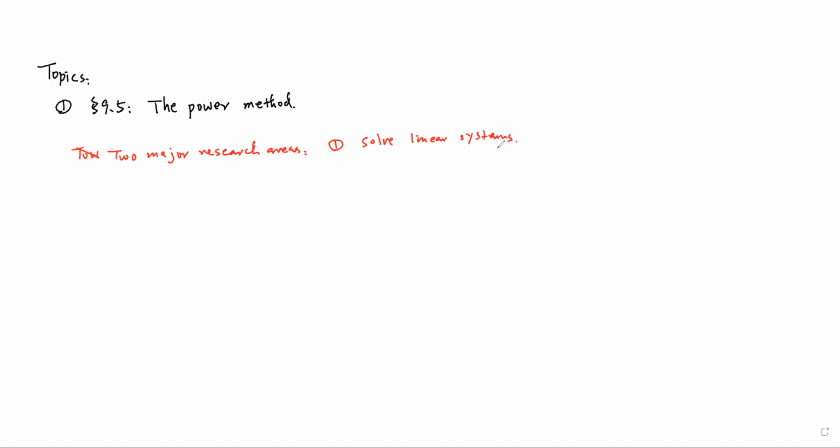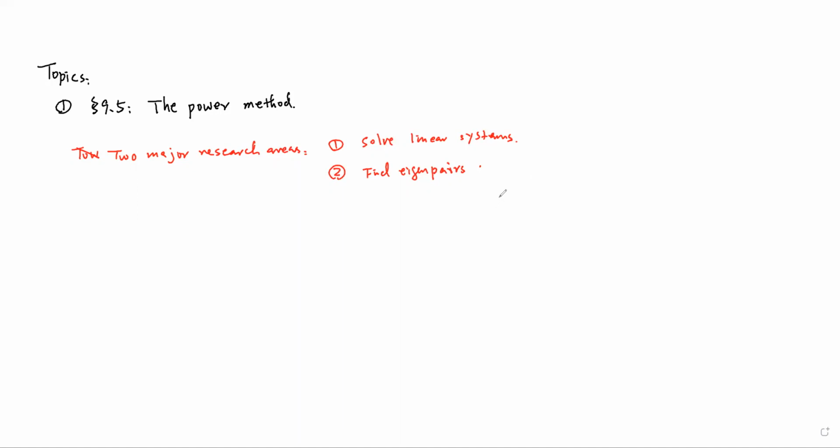Here, the linear systems are very large in size. Because the computers are so powerful nowadays, the linear systems in practice usually have a size of billions of unknowns. The second major research area is to find eigenvalues and eigenvectors. We call them eigenpairs. Find eigenpairs of a matrix. Also, the size of the matrix is huge.